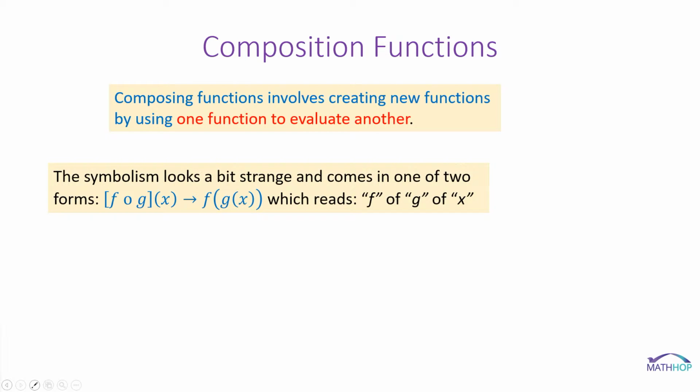Okay, the symbolism looks strange. It's like if you missed the day of class when they went over this, you come in and probably think, how long have I been gone? But it's not too bad. It has two forms: f circle g of x, and f with parentheses g of x. This is my favorite. I actually can't stand this one, but either way they read f of g of x. This one is much clearer, and I will explain why in a little bit.